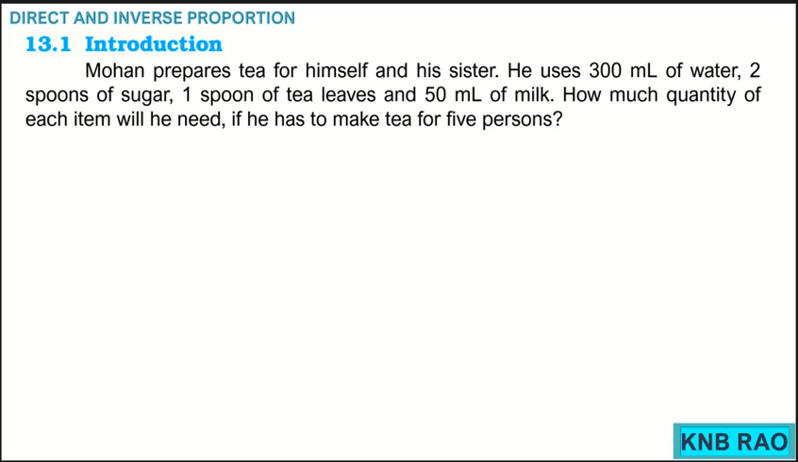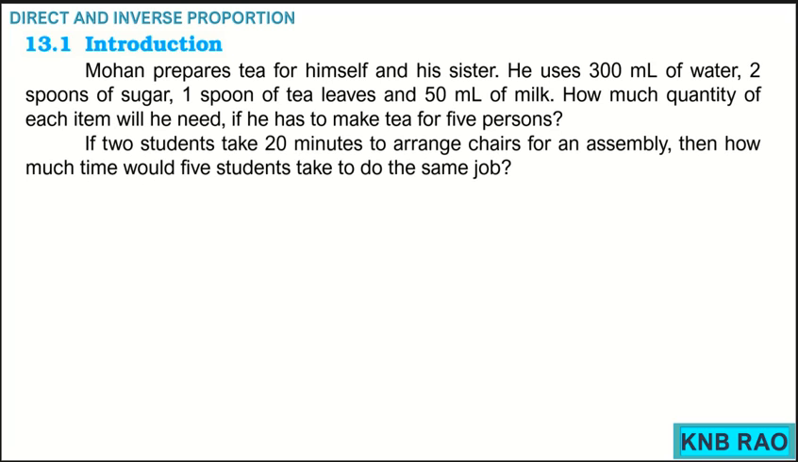Now I will give you another situation. If 2 students take 20 minutes to arrange chairs for an assembly, then how much time would 5 students take to do the same job? Here you might have observed, the more the people, the less the time to complete that job. So it must be somewhere less than 20 minutes, but how much would be the time taken by those 5 people to complete? So this is another situation where you need to study.